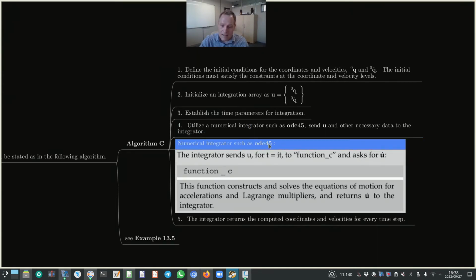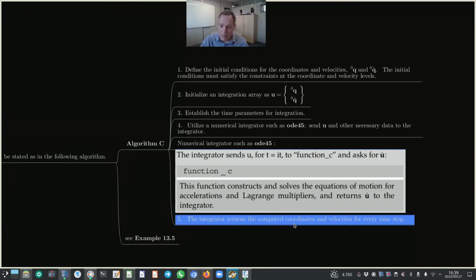Now, the numerical integrators such as ODE45 will send this initialized vector u for t equals the current time step to function C and ask for u dot, which contains the velocities and accelerations at the current time step. This function constructs and solves the equations of motion for accelerations and Lagrange multipliers and returns u dot to the integrator. The integrator returns the computed coordinates and velocities for every time step.